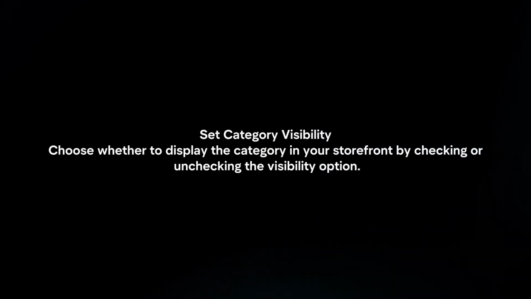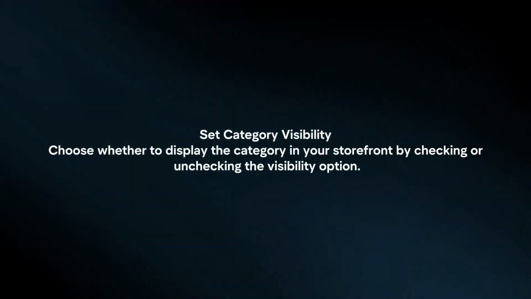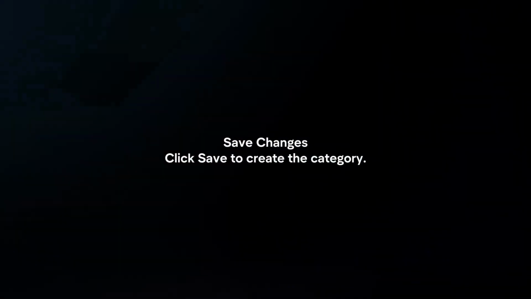Set category visibility. Choose whether to display the category in your storefront by checking or unchecking the visibility option. Save changes. Click Save to create the category.